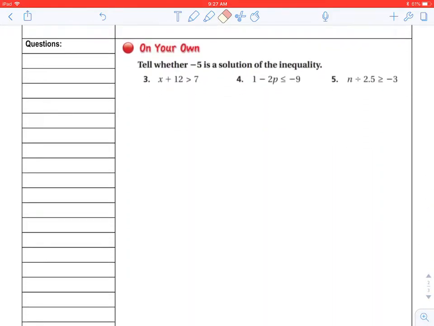You've got some to try on your own here. It's telling you to check whether negative 5 is a solution of the inequality. So just like we did up top, you're going to take negative 5 and plug it in for the variable, and then check to see whether whatever it simplifies into on the left side of the inequality is a true statement to whatever integer is on the right side of the inequality. So go ahead and do that on your own. If you need some help, raise your hand. I'll come help you out. And then have me check your answers. Check your answers as you go, so that you know whether you're understanding it or not. After you finish this on your own, please move on to the lesson.